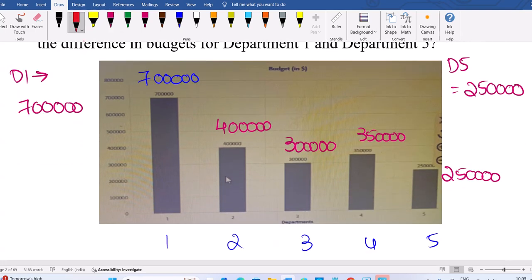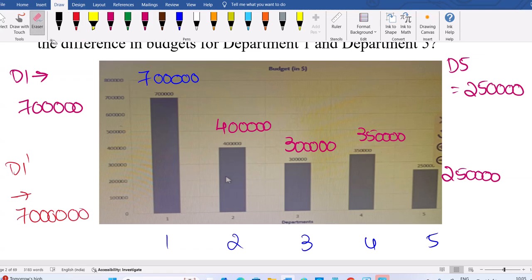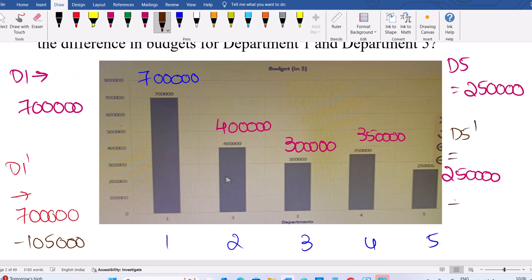So what is 10% of this? 10% means removing 70,000. 5% is 35,000. So 1 lakh 5,000 we have to remove. From 7 lakhs, you have to remove 1 lakh 5,000, and 1 lakh 5,000 has to be added to department 5. Department 5 is now updated.